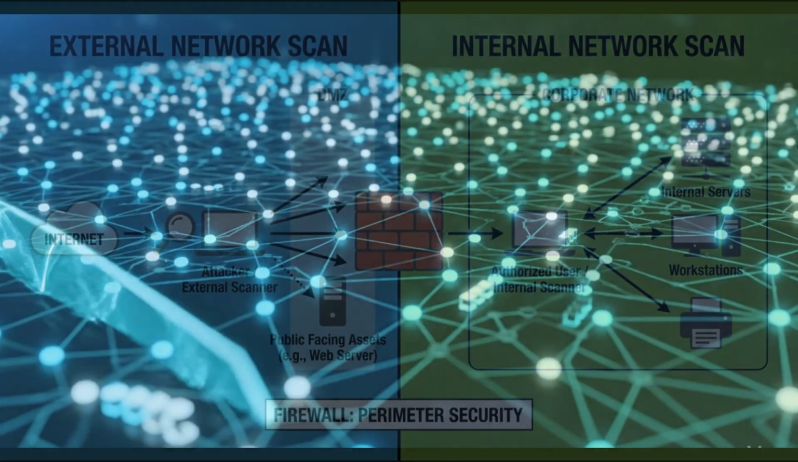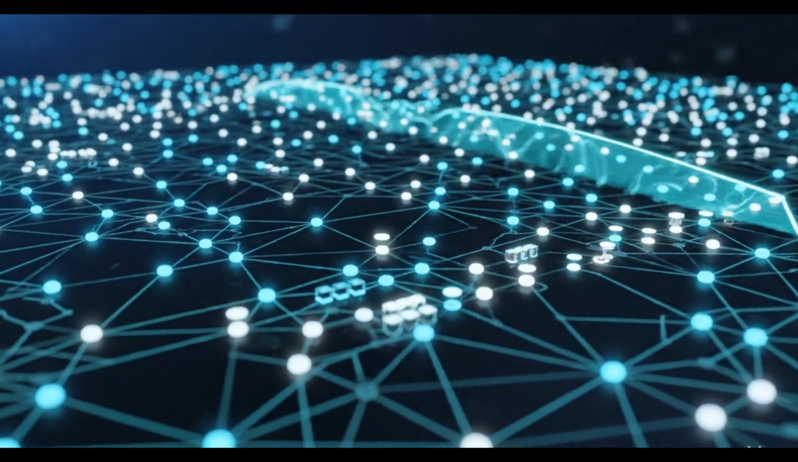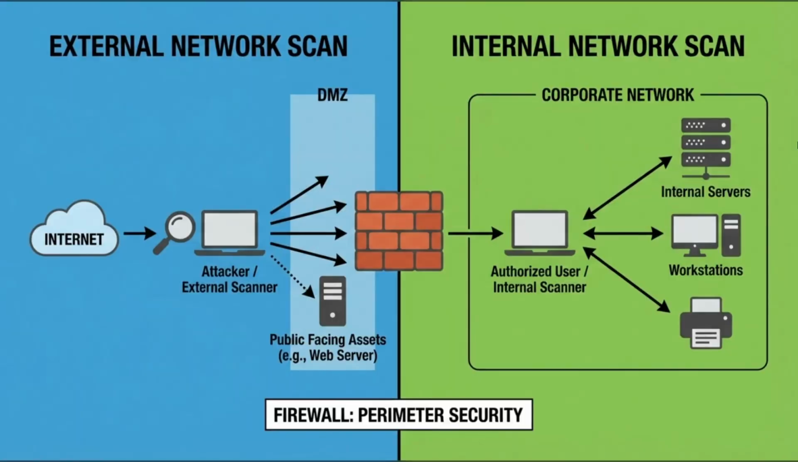Enterprise networks are messy. Old systems, new systems, cloud, VPNs, everything mixed. So Nmap output becomes more complex. Yes, and that's where experience matters. What's the difference between scanning from inside and outside?